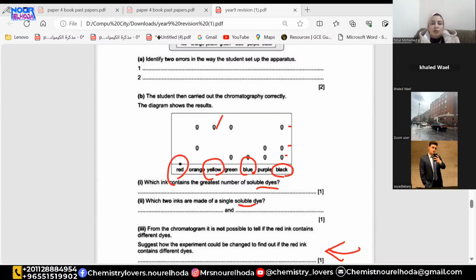No, it's not. It's not included. The formulas, it's not in this exam.